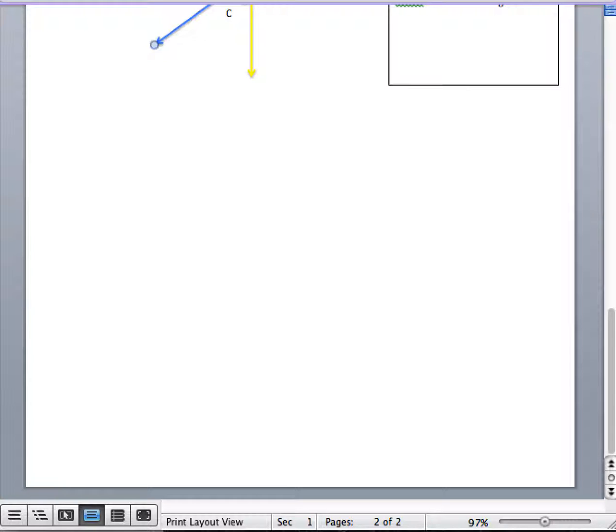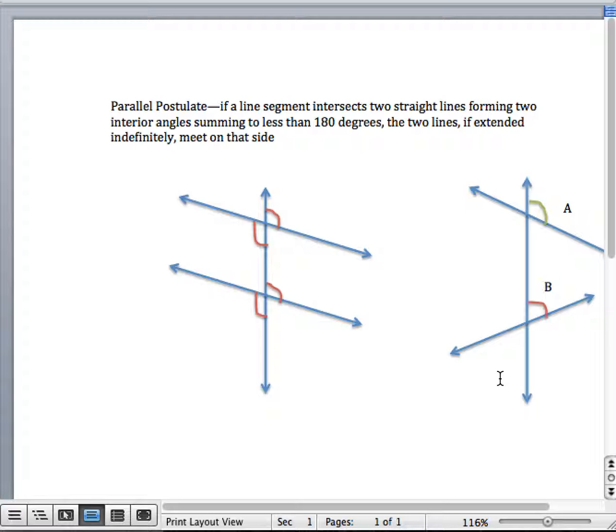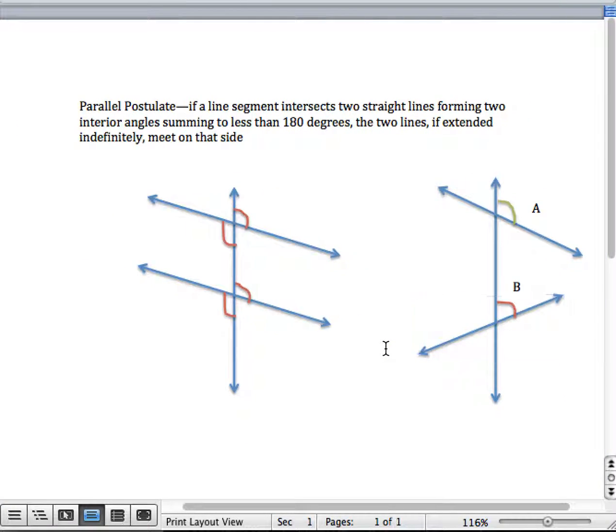Okay, great. So what we're going to look at now is a very confusing concept called the parallel postulate. So get ready for this definition, it's going to blow your mind. Parallel postulate: if a line segment intersects two straight lines forming two interior angles summing to less than 180 degrees, the two lines, if extended indefinitely, meet on that side.